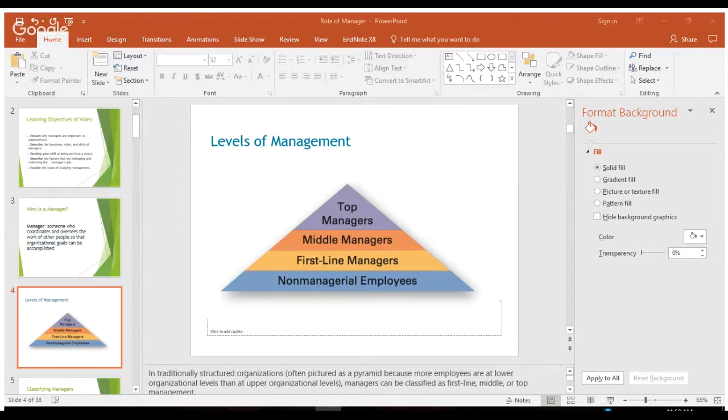Technical skills. This is about knowledge and proficiency in a specific field. Then we have human skills. That is the ability to work well with other people. And then third, conceptual skills. That is the ability to think and conceptualize about abstract and complex situations concerning the organization.